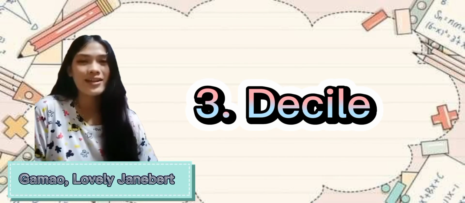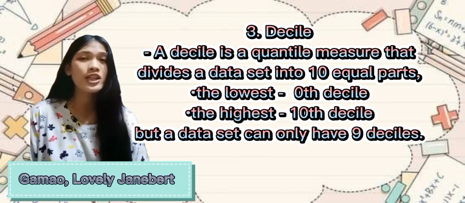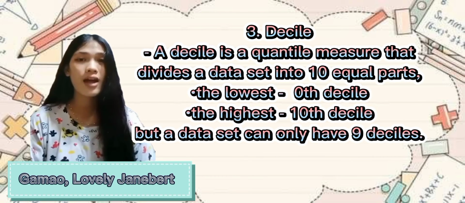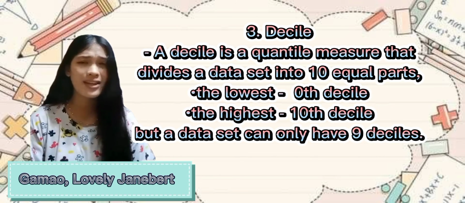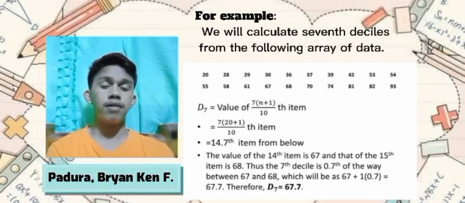And third, a decile. A decile is a quantile measure that divides a data set into 10 equal parts, the lowest being the 0th decile and the highest being the 10th decile. But a data set can only have 9 deciles. For example, we will calculate the 7th decile from the following array of data.